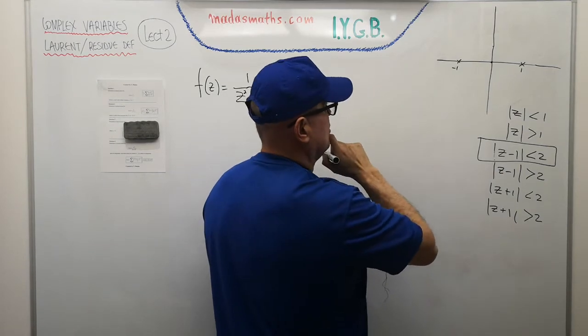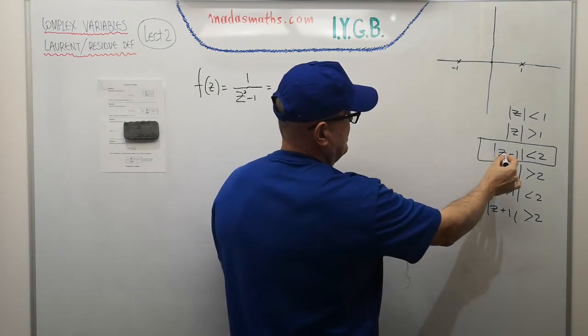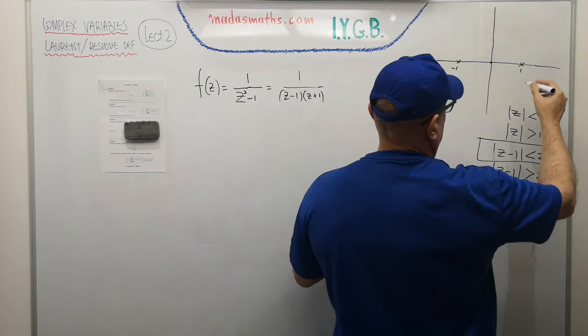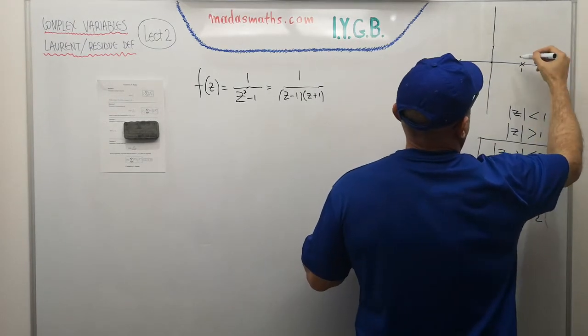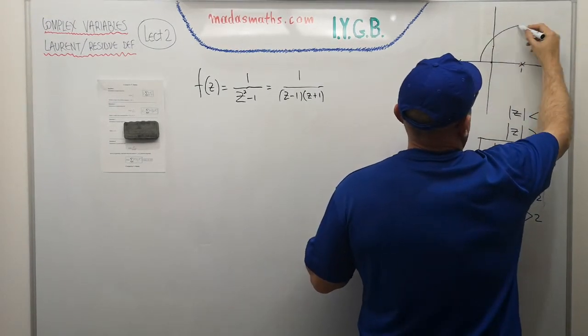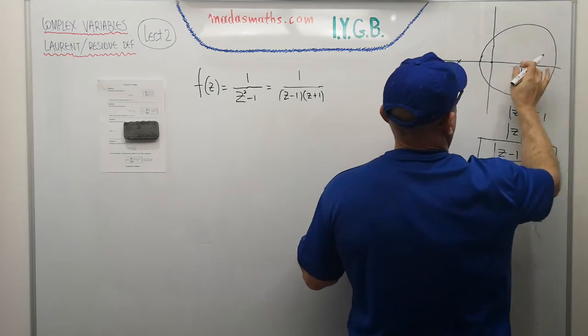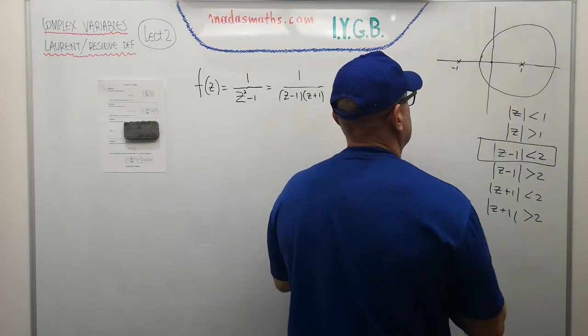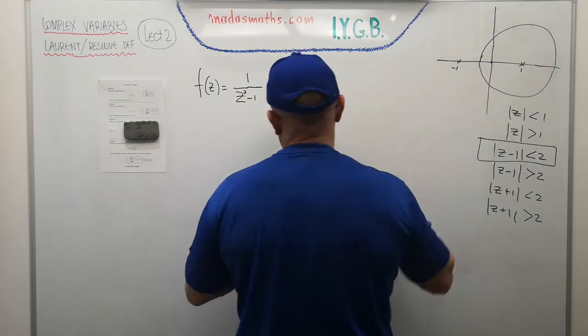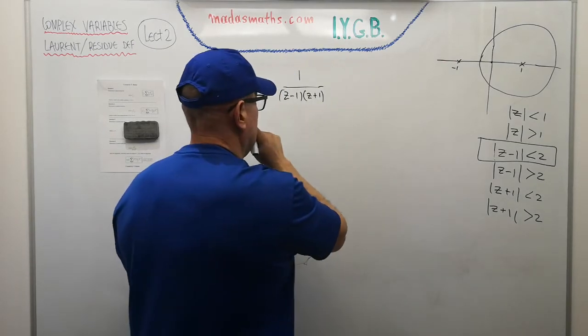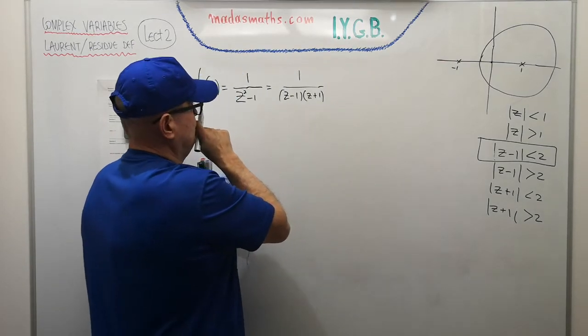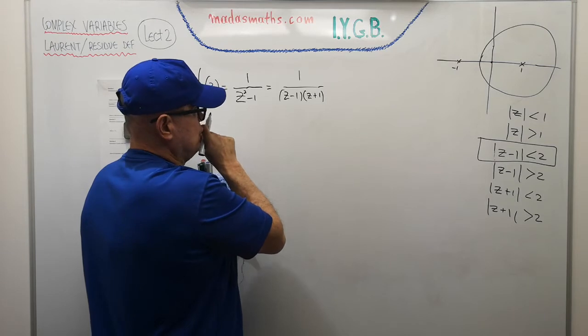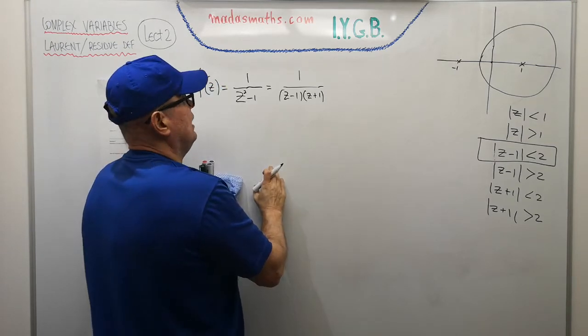So if I try to draw this, mod z minus 1 is less than 2 is, for example, some circle which looks something like this. As long as it's less than 2, it only contains this one at the center and the other singularity on the outside. So how am I going to do this one? Do I go partial fractions for this one? I don't like the idea of that.